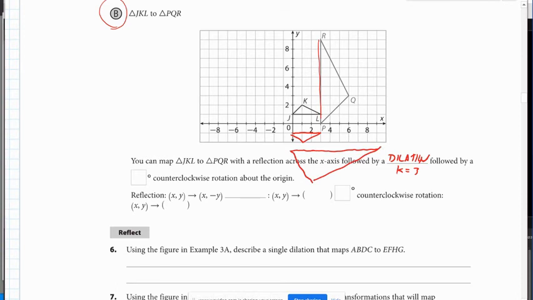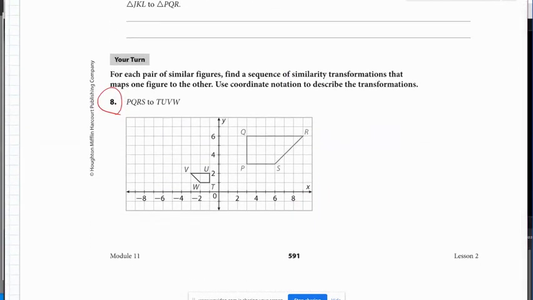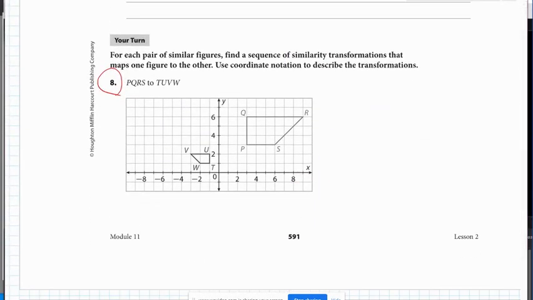And then we would just need to do a rotation, a 90-degree counterclockwise rotation, and that would rotate it right up to where it belongs. So this point would rotate over to this point and so on. So that's a 90-degree counterclockwise rotation. Okay, and so now try problem F. Pause your video, try problem 8 on the bottom of 591, and press play when you're ready to check your answer.